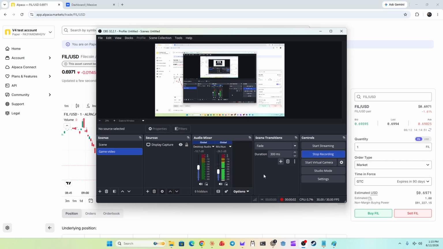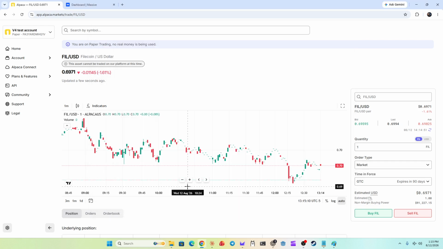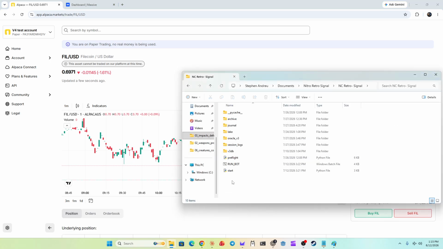Hello, this is Stefan with Nitrocodon Dynamics, and I'm just giving you a preview of something a little bit different. I know I'm trying to push my game that I'm making, but this is a project I've been working on a little bit longer. It's actually a trading bot, and it is called Nitrocodon Dynamics Retro Signal.